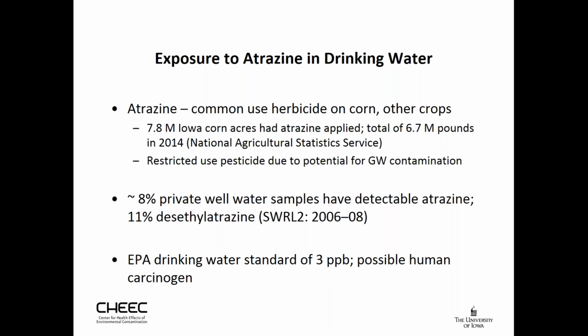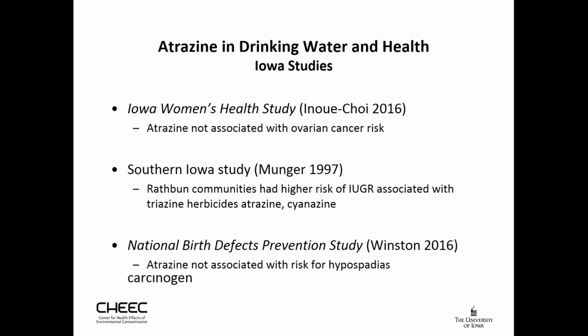About 8% of the private well water samples we see have detectable atrazine, and about 11% have the atrazine metabolite, desethylatrazine. About the same amount of public water supplies have detectable atrazine in the finished water. Now, the EPA drinking water standard is 3 parts per billion, and atrazine is listed as a possible human carcinogen. That MCL, the 3 parts per billion, was set in 1991.